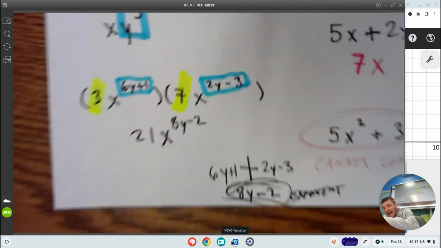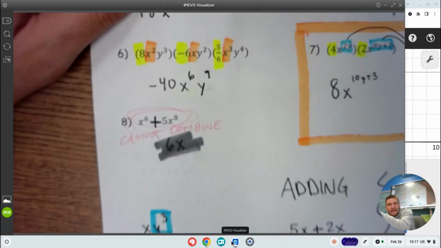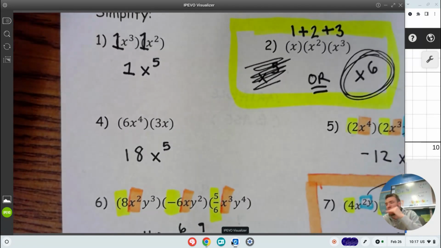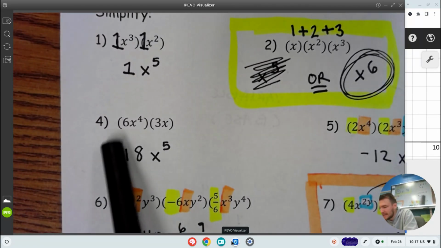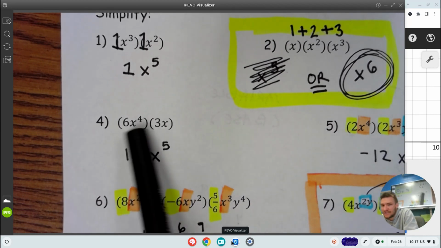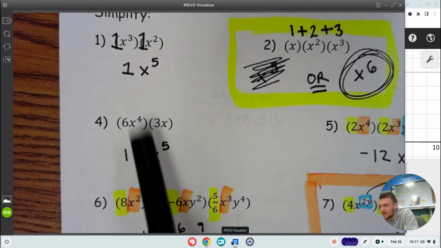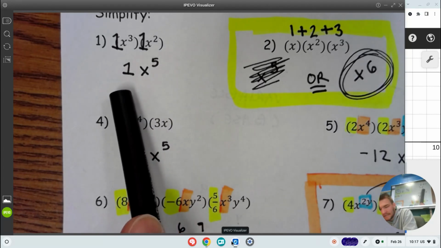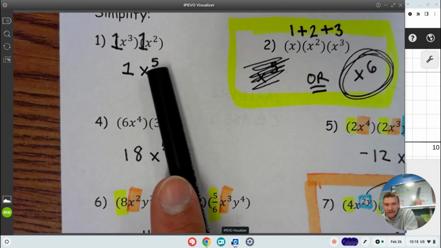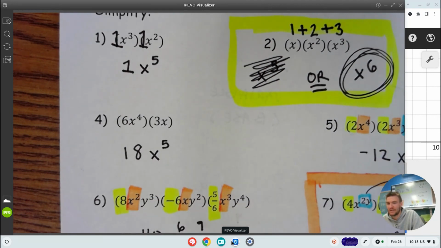Now, if that question makes you think, oh my God, this is super hard, don't forget that the rest of these questions are super easy, okay? 6 times 3 is 18. 4 and 1, you just add them up, makes 5. 1 and 1 makes 1 because you multiply. 3 and 2, you need to add those numbers, you get 5. Most of these questions you can do in your head.